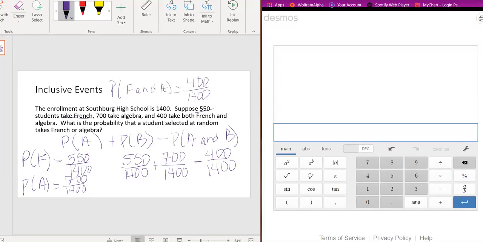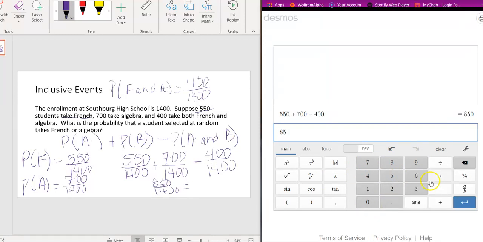Now, we add up the fractions and subtract the fractions. Now, the rules for adding, subtracting fractions, if they have the same denominator, you just add and subtract across the numerator. So, we'll go 550 plus 700 minus 400. That gives us 850 out of 1,400. Now, 850 is even, 1,400 is even.